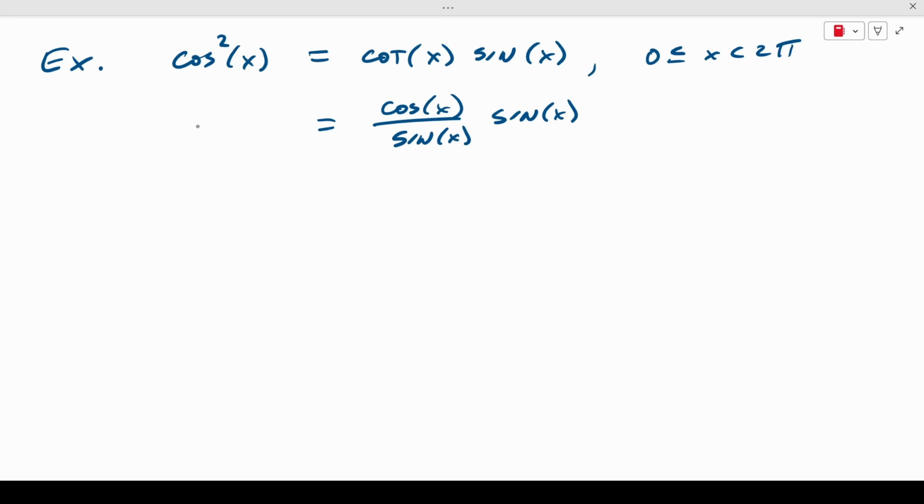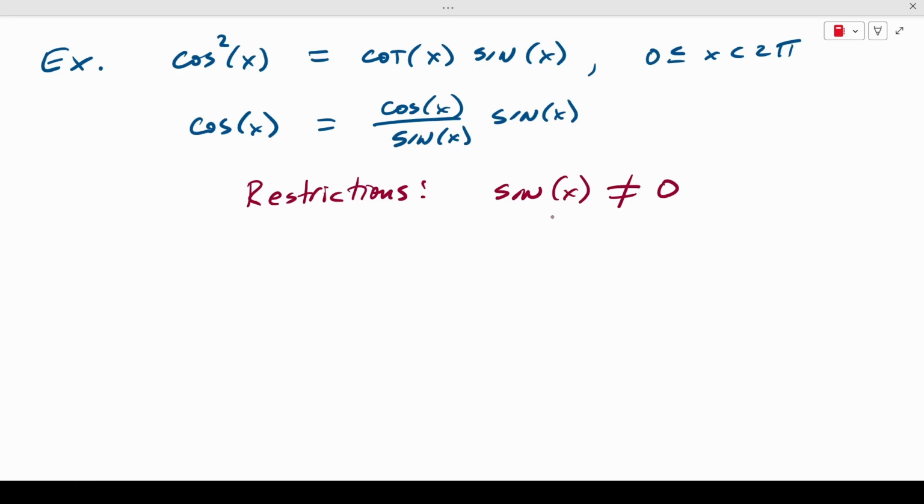That's nice. Now I have to be a little bit careful here. Cotangent, which is cosine over sine, gives me a denominator of sine, and we can't divide by 0. So I'm going to get some restrictions. Let's go ahead and get those restrictions before carrying on. The restrictions here are going to come from sine of x cannot be 0. If sine of x is 0, then cotangent of x is undefined, and we have a problem.